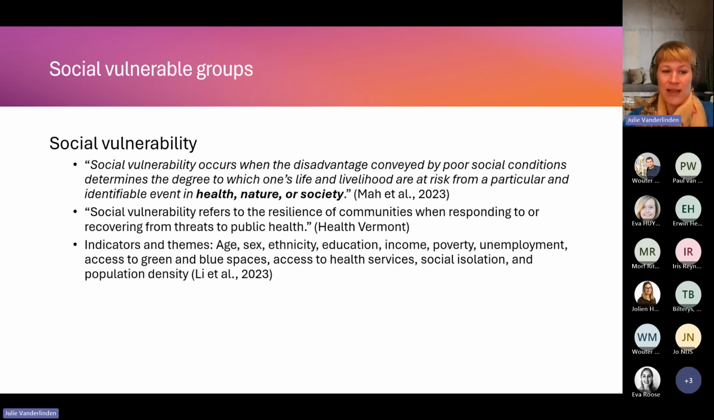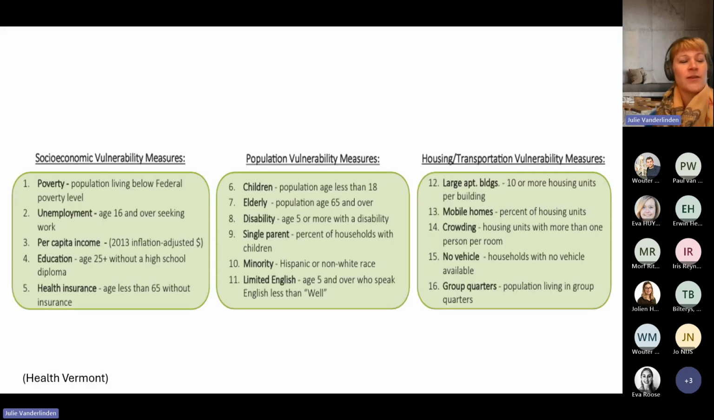I think it's just important that if you want to target vulnerable groups, you work inclusively and do not only think about definitions, because definitions often exclude certain groups or certain people. I specifically like the framework of Health Vermont, which is from the States, because they gave an overview based on categories, from socio-economic vulnerability indicators to something that says something about the population and something about your environment.